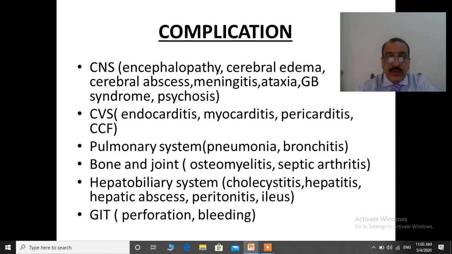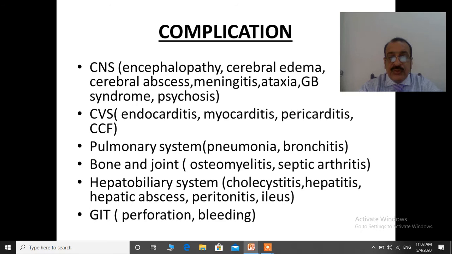Complications of the disease. The most common complications of the disease are gut perforation, bleeding from the intestines, and some of the CNS conditions like enteric encephalopathy. In order to memorize the complications, we can divide them into various systems like CNS complications, for example, encephalopathy, cerebral edema, cerebral abscess, meningitis, ataxia, GB syndrome, and psychosis.